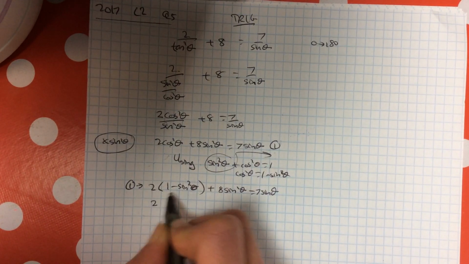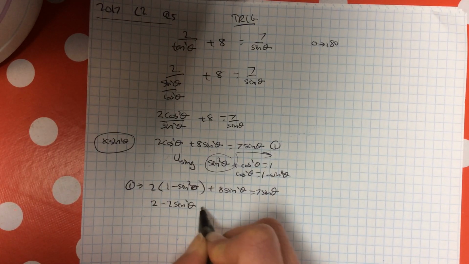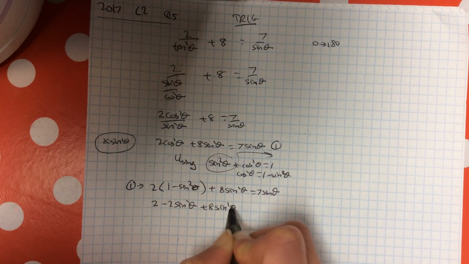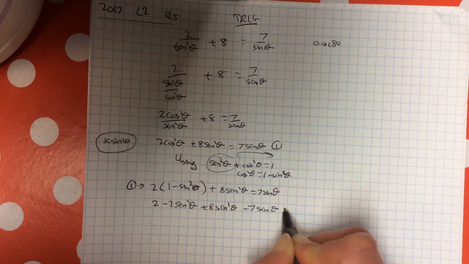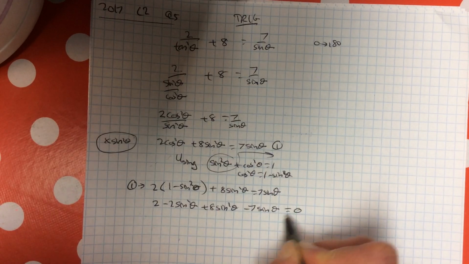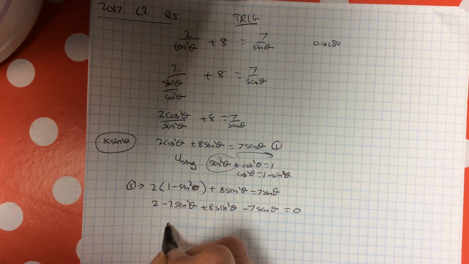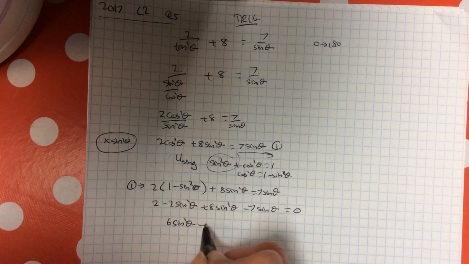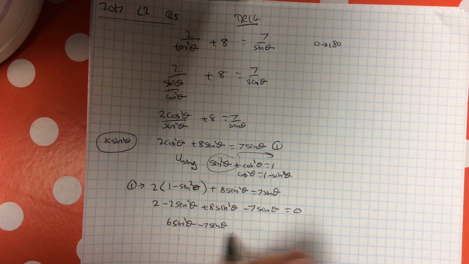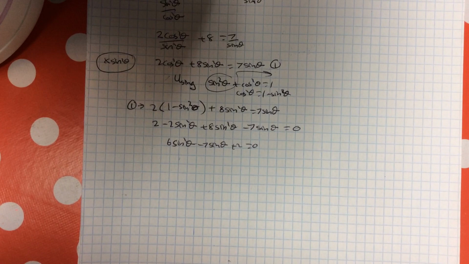Expanding that bracket first of all, 2 minus 2 sine squared plus 8 sine squared. It's a quadratic, so bring everything onto one side. So that's minus 7 sine equals 0. Tidying up, minus 2 sine squared plus 8 sine squared is 6 sine squared, minus 7 sine theta plus 2. So I'm writing them in order. You can either use the formula here or factorize.